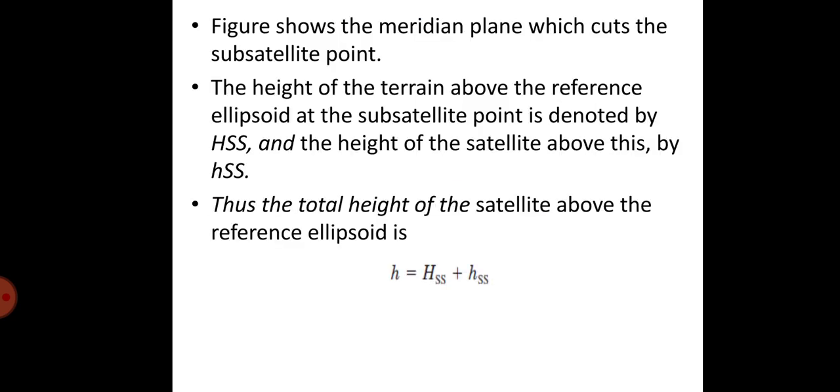So you can see in the figure the meridional plane which cuts the sub-satellite point, and the height of the terrain above the reference ellipsoid at the sub-satellite point is denoted by capital H_SS, and the height of the satellite above this is known as small h_SS. Thus, the total height of the satellite above the reference ellipsoid is given by h equals capital H_SS plus small h_SS.